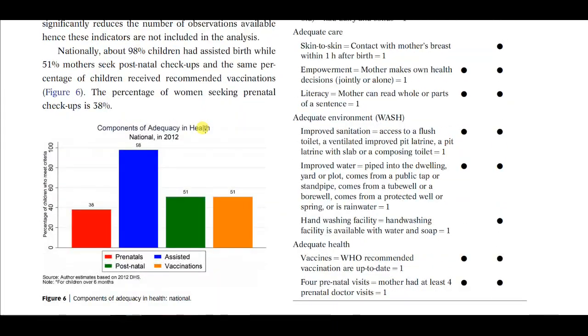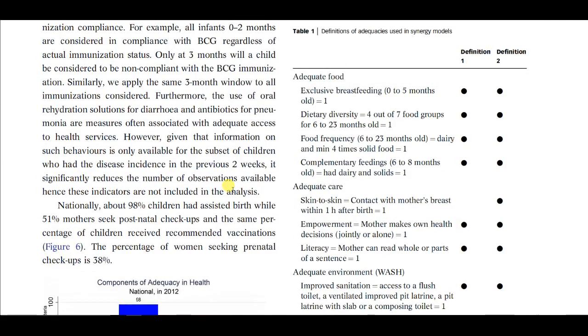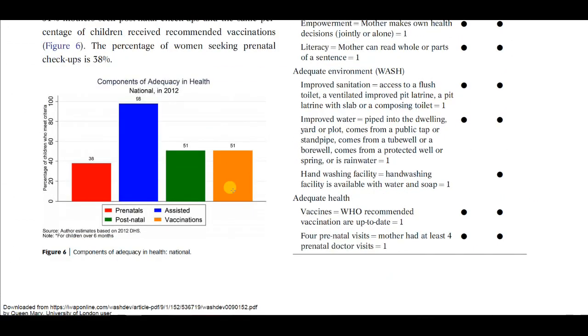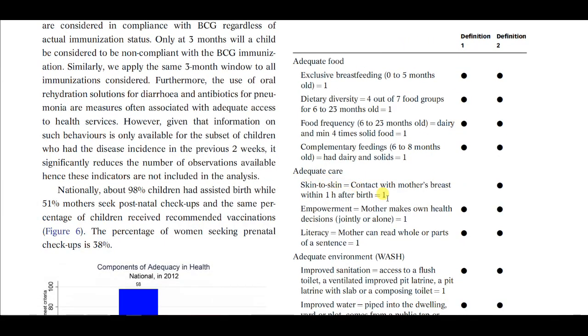Okay, and so 38% of the women had prenatal visits. 98% had assisted births, postnatal checkups were 51%, and vaccinations were adequate for 51% of the children. And we had two different definitions because all this analysis depends on the definitions: how you define adequate wash, health, and care, of course, we have seen that. Adequate food is very simple, so we have kept it the same in both definitions. What we have changed is that in definition 1, adequate care included contact with mother's breast within 1 hour after birth. That was equal to 1. We considered that in definition 2 but not in 1.